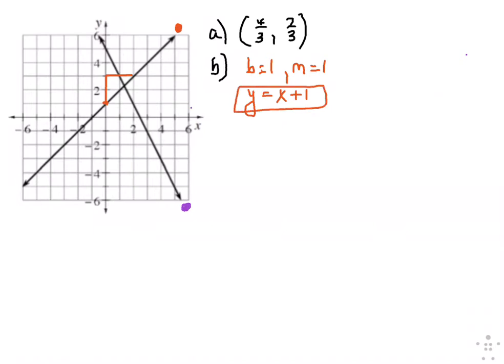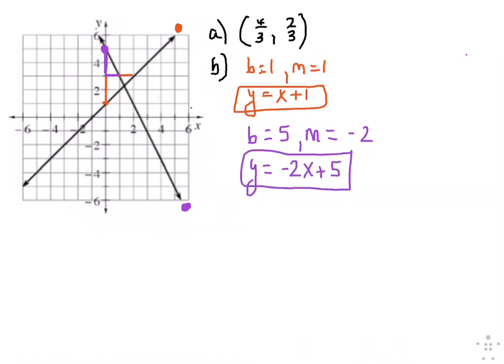Now for the second line, I need the y-intercept, and it's right there. So the y-intercept is 5. And the slope, let me count. I'm going to count down right here, down 2 over 1, so the slope is -2. So the equation is y equals -2x plus 5.